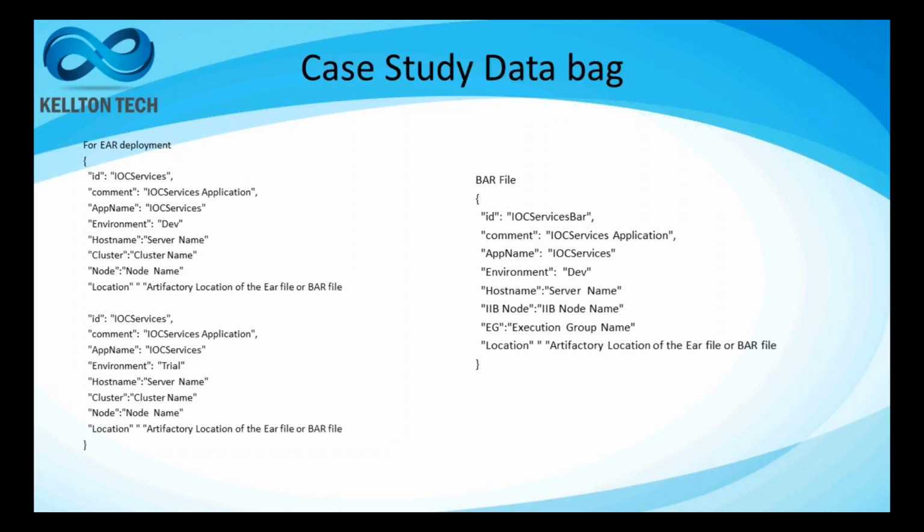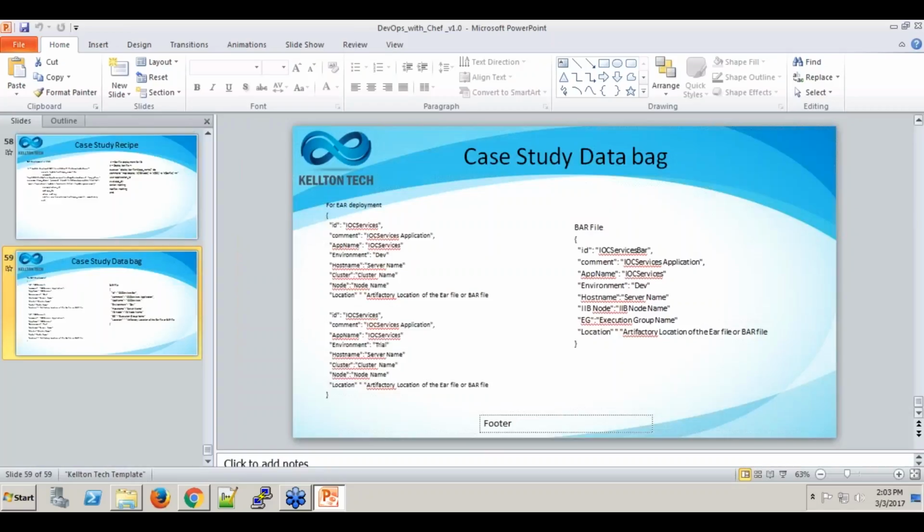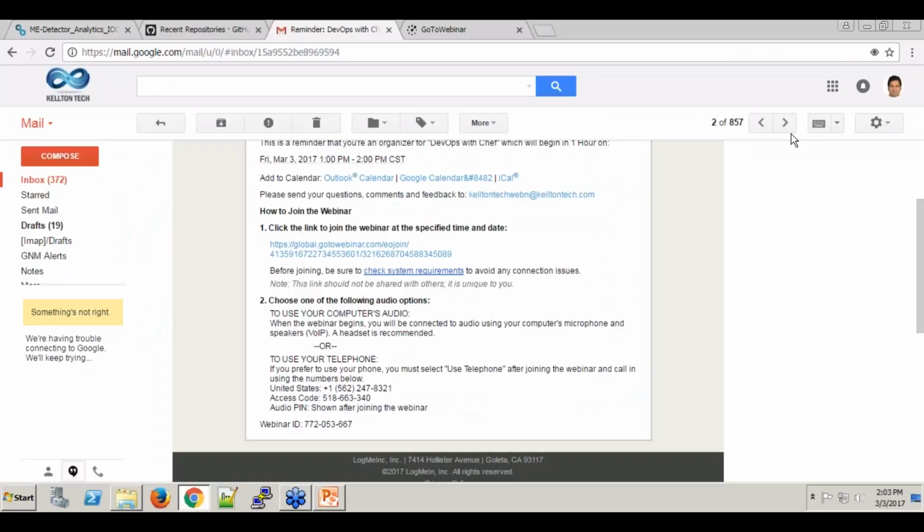So this is how we achieve continuous deployment in our client environment by using the Chef tool. This is the overall DevOps implementation that I have experienced at my client side.